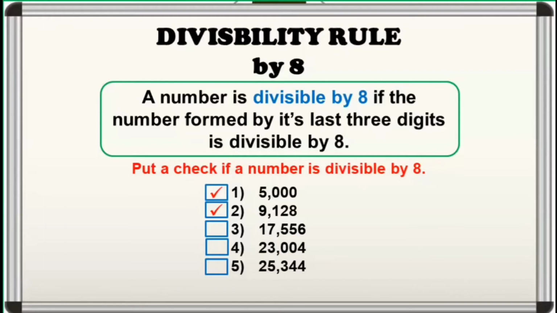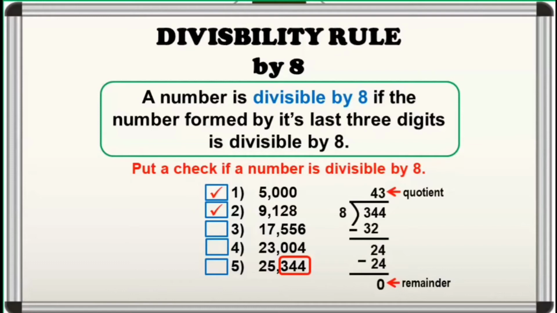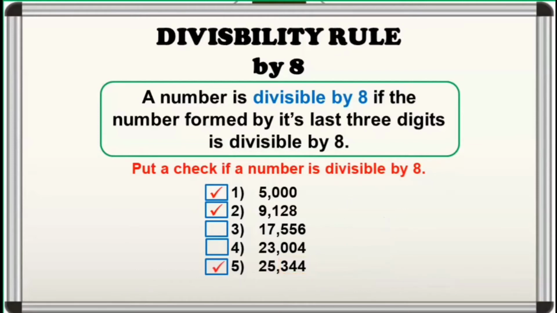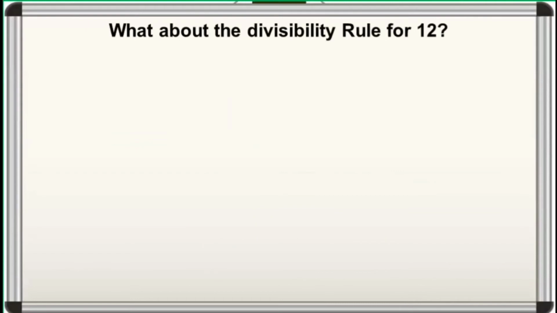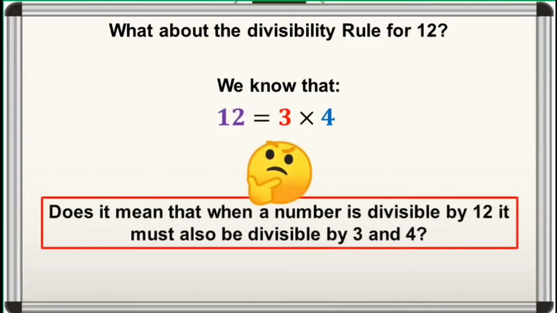For our last item, the number formed using its last three digits is 344, and dividing it by 8 gives a 0 remainder. So, it is divisible by 8. Hence, the given number is divisible by 8. What about the divisibility rule for 12? We all knew that 12 is equal to 3 times 4. Does it mean that when a number is divisible by 12, it must also be divisible by 3 and 4? Let us find out.